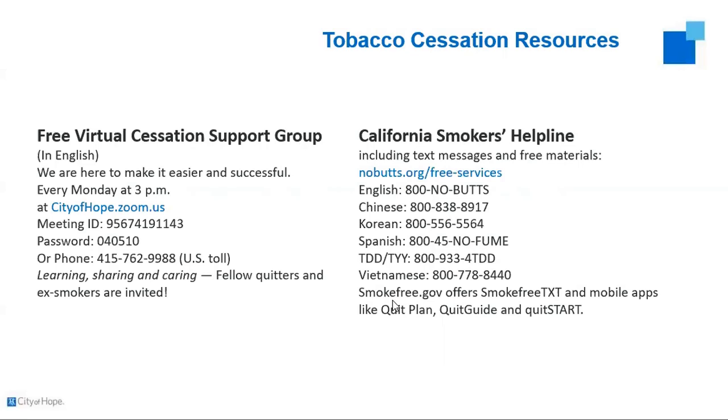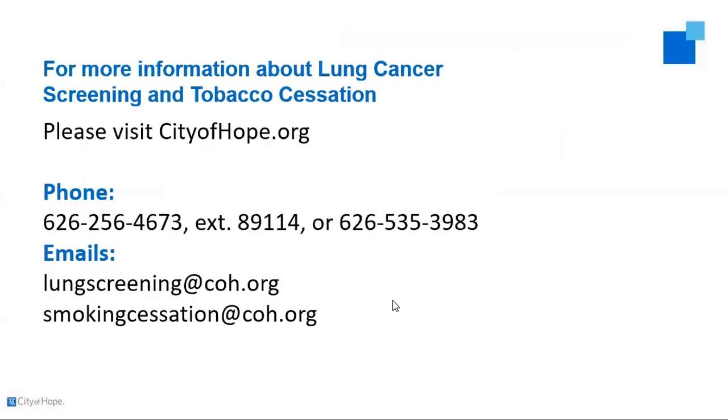Other resources available to you are the California Smokers' Helpline, the Quit Line, which is offered in several languages, and also a smoke-free text program and other mobile apps that can help and guide you in quitting smoking. For more information about our programs, both lung cancer screening and tobacco cessation, please visit our website at cityofhope.org, or you may contact us at the phone number listed or email us at the two email addresses for our programs.